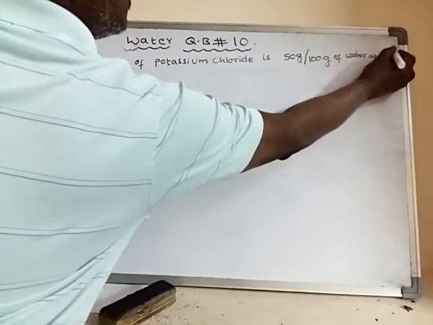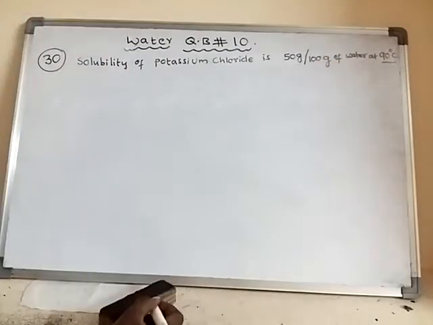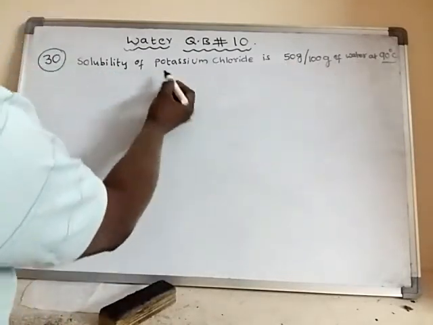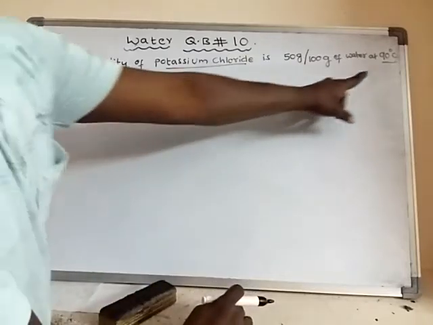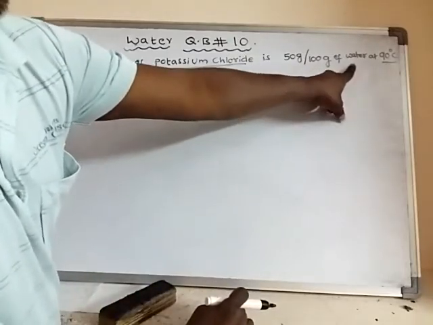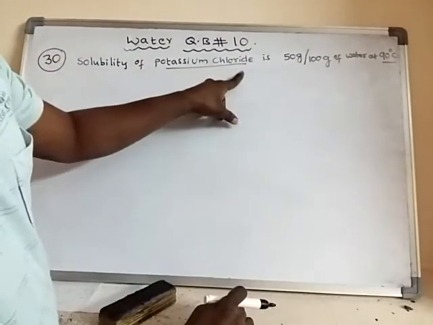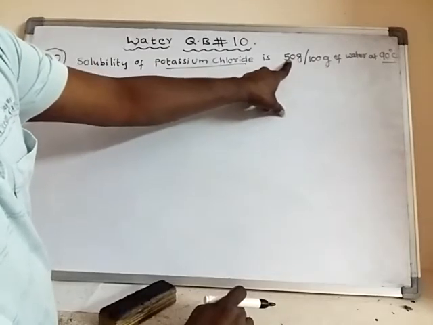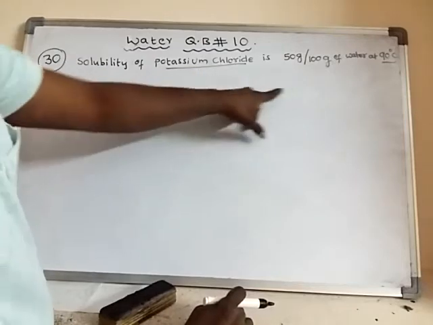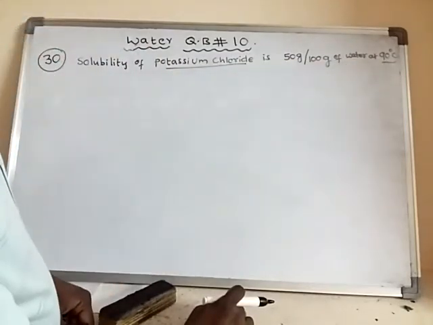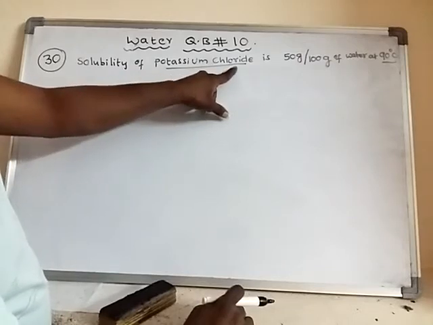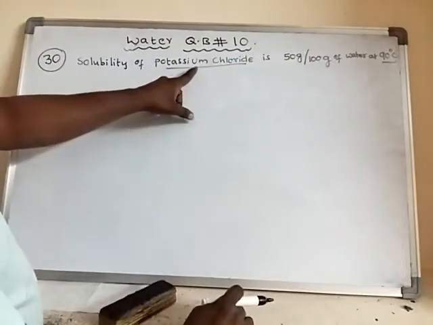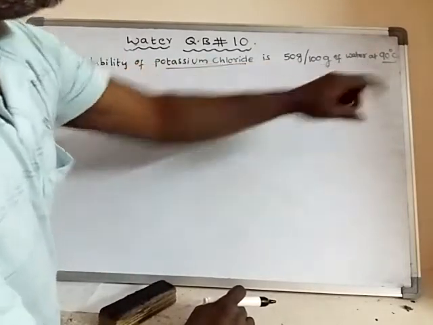At 90 degrees centigrade. So what is the meaning of this? That means at 90 degrees centigrade, 100 grams of water can dissolve only 50 grams of potassium chloride. It cannot dissolve more than 50 grams. So the solubility of potassium chloride is only 50 grams at 90 degrees centigrade.